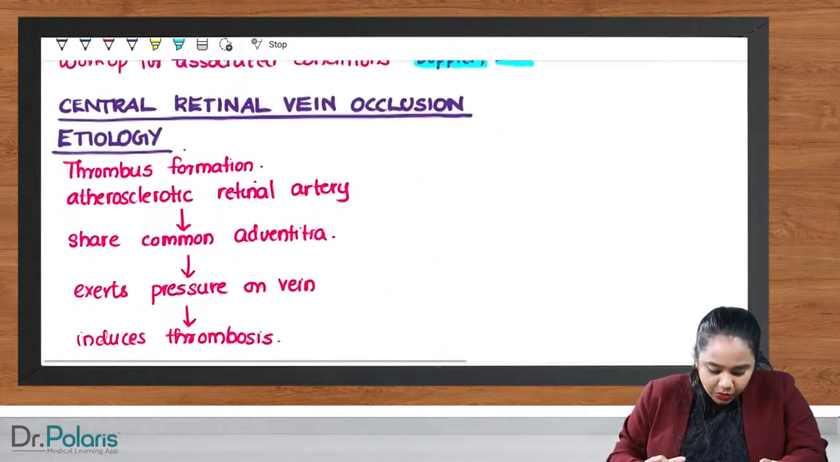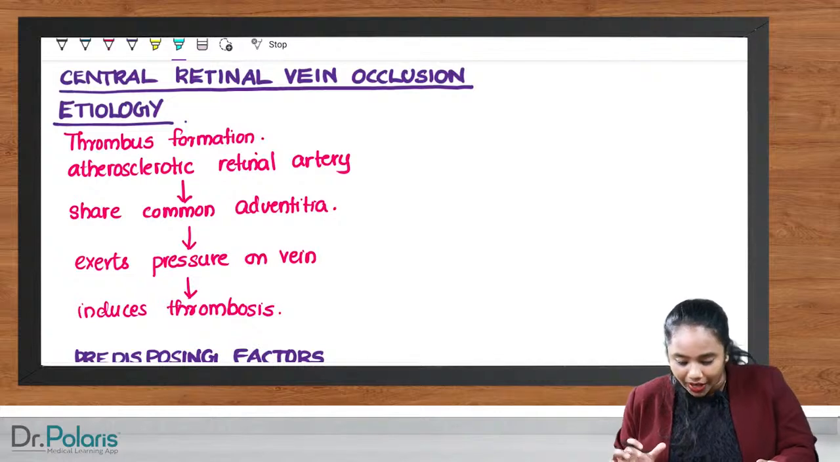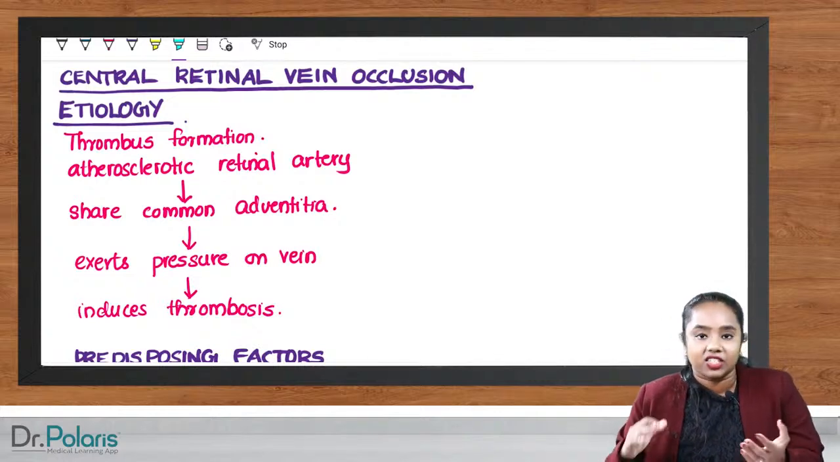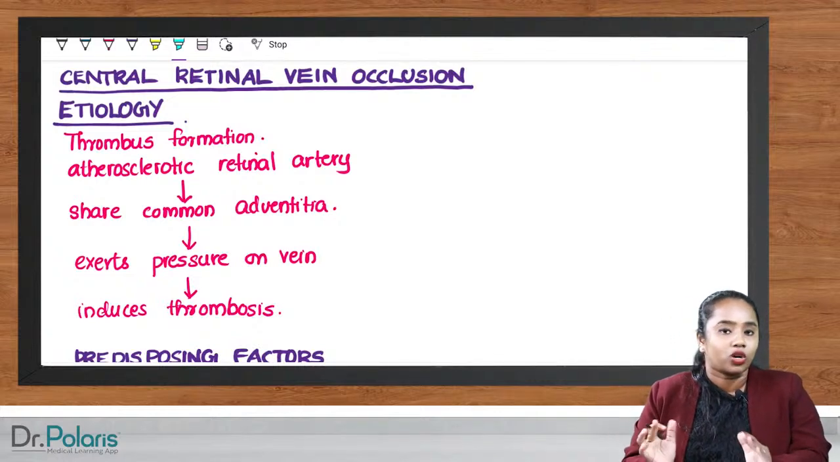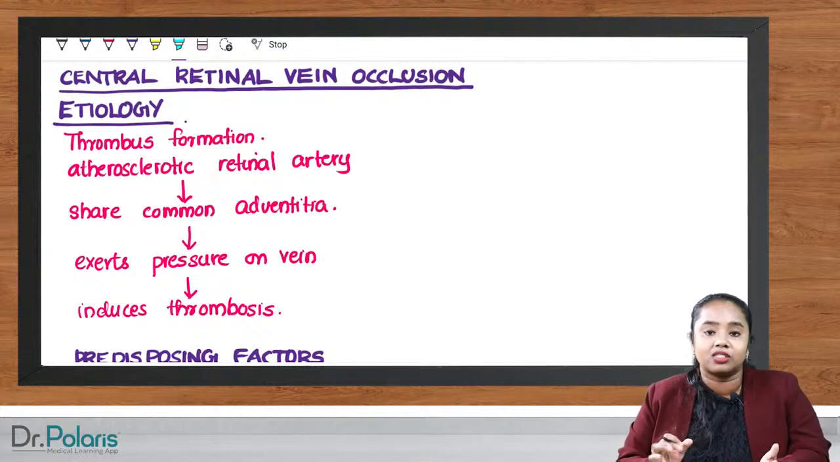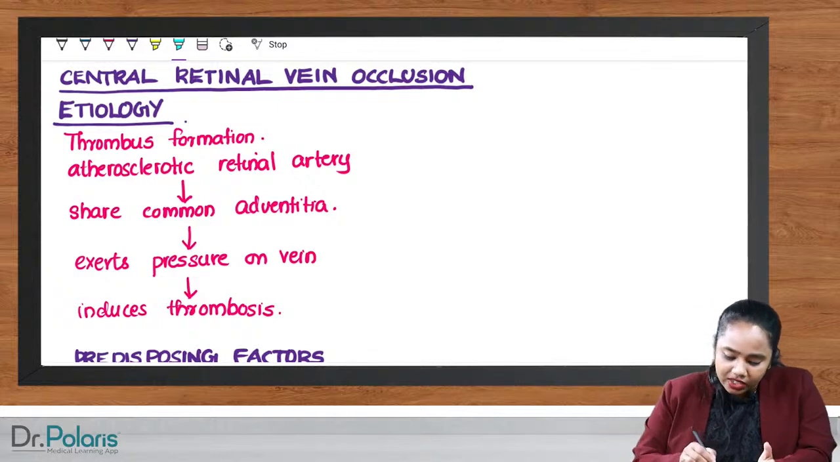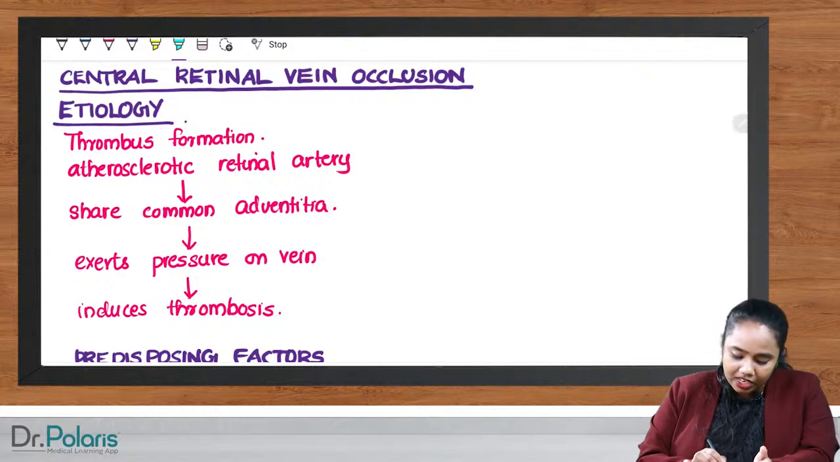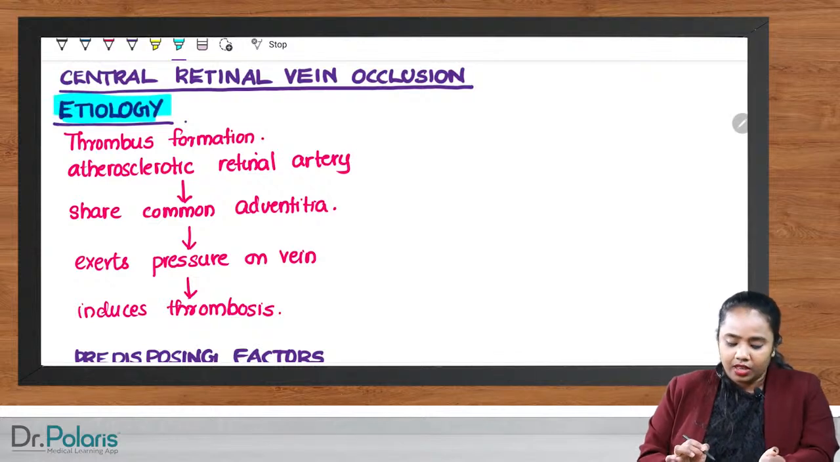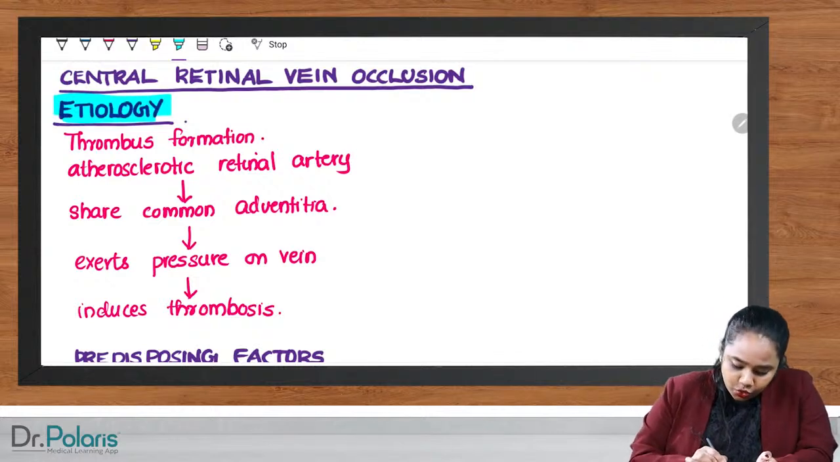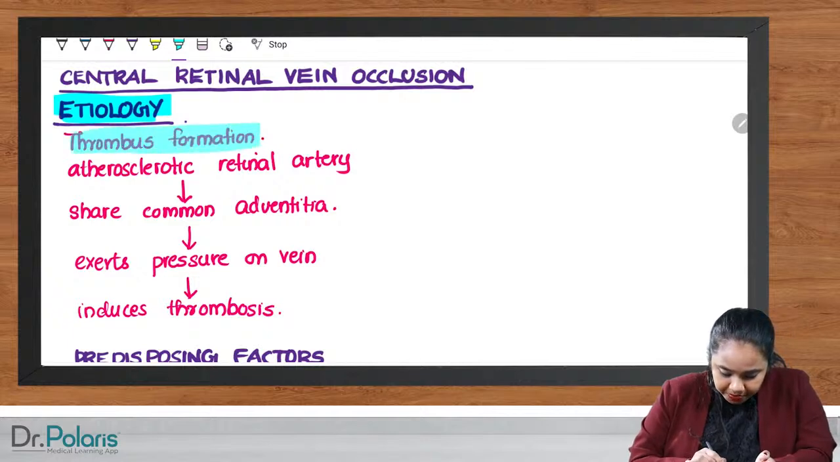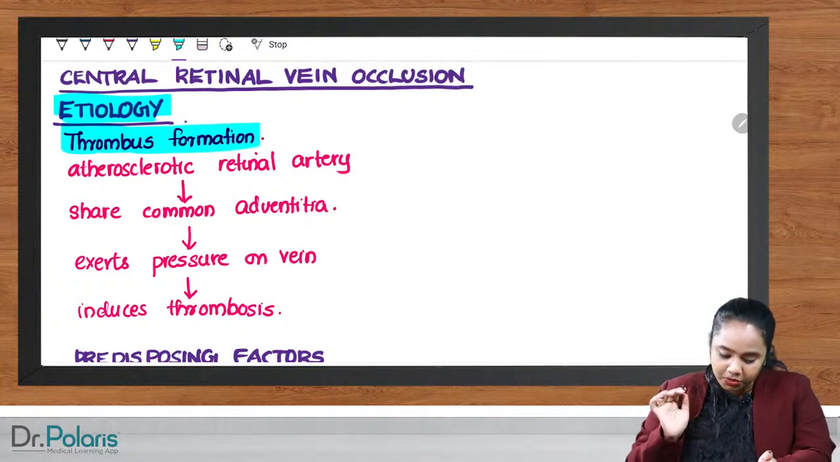Now, coming to the next one, which is central retinal vein occlusion. When the artery gets occluded, we know how it happens, what the clinical features and signs are, and the treatment. Now, in central retinal vein occlusion, again the etiology is important. Basically it is due to thrombus formation. A thrombus is formed there.